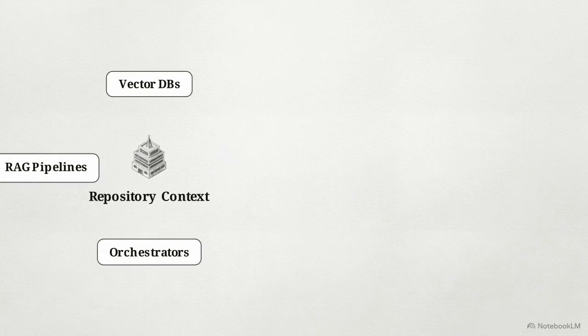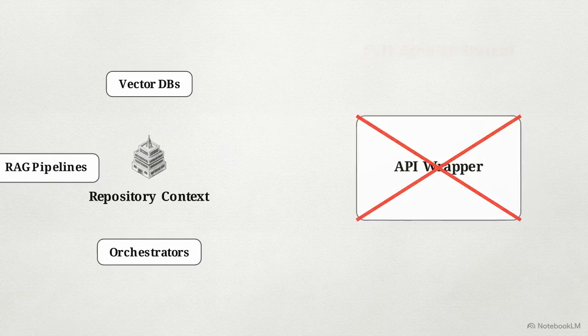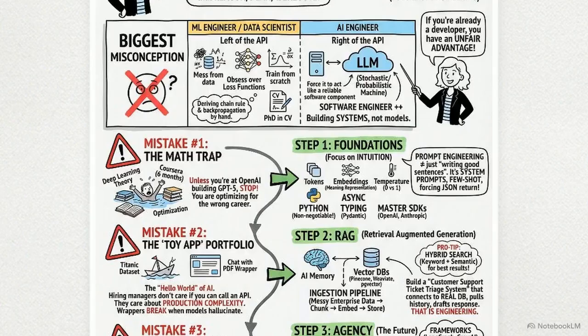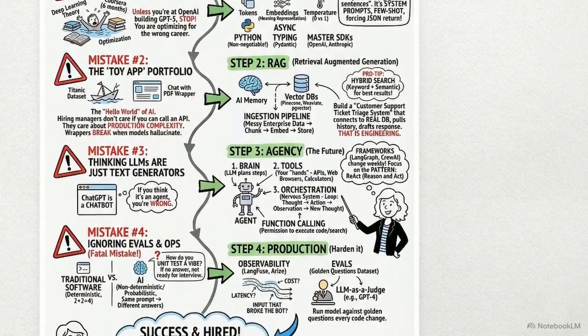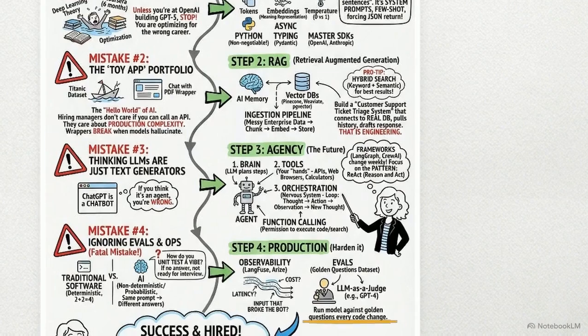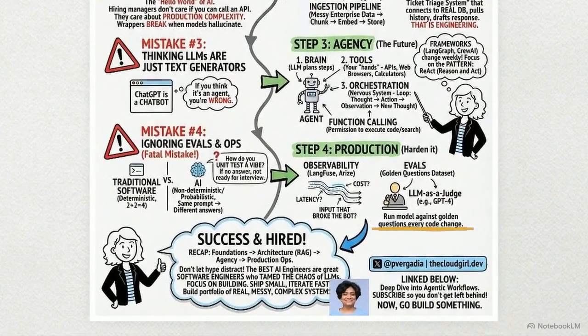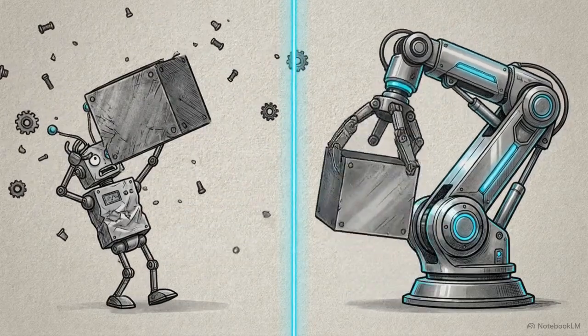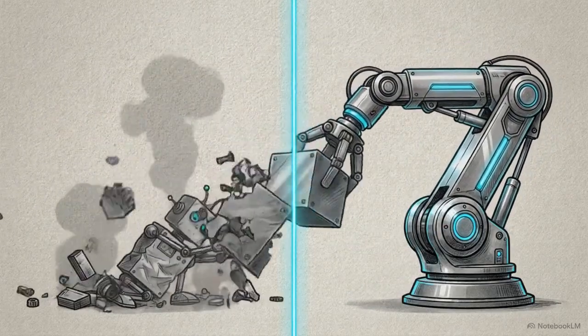Structuring repositories like this is one piece of a much larger shift. The industry is moving past basic API wrappers and demanding full agentic systems. This roadmap outlines the path. Step 1, master foundations like asynchronous Python and prompt engineering. Step 2, build retrieval augmented generation pipelines. Step 3, introduce agency using the reason and act pattern. Finally, Step 4 hardens the system using LLM as a judge observability. Implementing strict modular boundaries is the dividing line between building fragile toy applications and engineering resilient enterprise-grade AI.